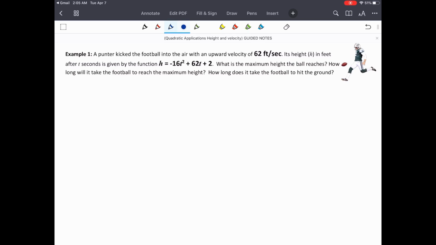And remember, t is going to represent your time. And we need to figure out the maximum height of the ball, the highest point that it reaches. So that's one thing. Another thing that we need to figure out is how long it will take for the football to reach the maximum height. So that's going to be the time element. And the third thing is we want to know how long the football will be in the air before it hits the ground. So there's going to be all those things.